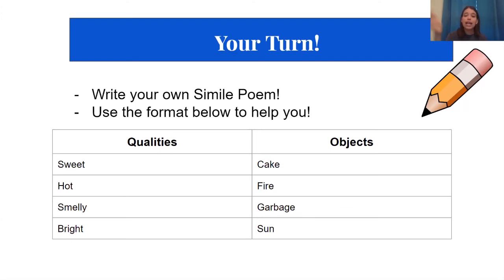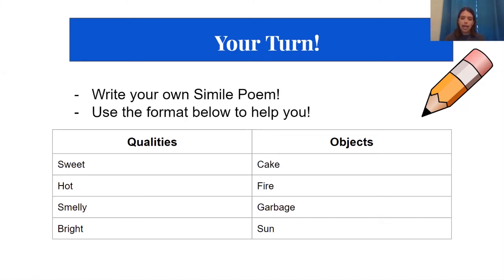You can see I wrote sweet, and the object is cake, because cake is something that is sweet. For hot, I wrote fire, because fire is hot. For smelly, I wrote garbage, because garbage can be very smelly. For bright, I wrote sun, because the sun can be very bright. You're going to use this to help you write the similes in your poem. So if you're talking about your mom and you want to say she's sweet, you can say she's as sweet as cake, or as sweet as candy, or she is as bright as the sun. This way you have some things that can help you write your poem at the end, okay?